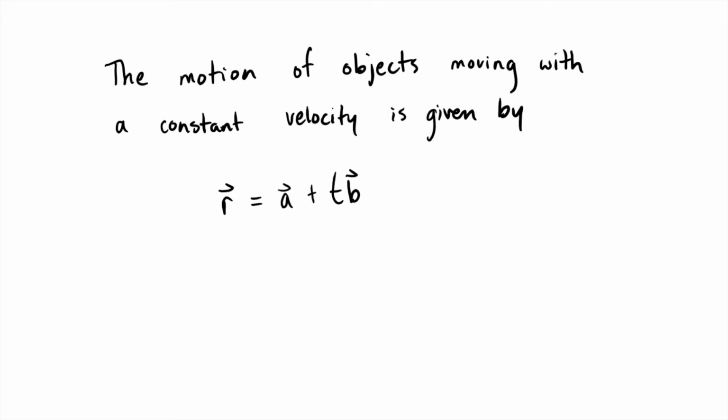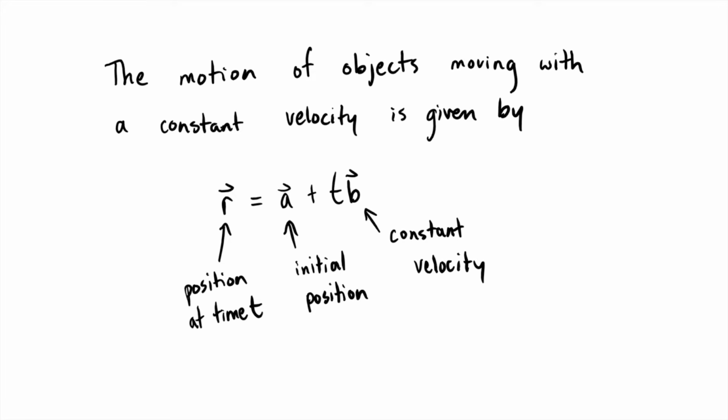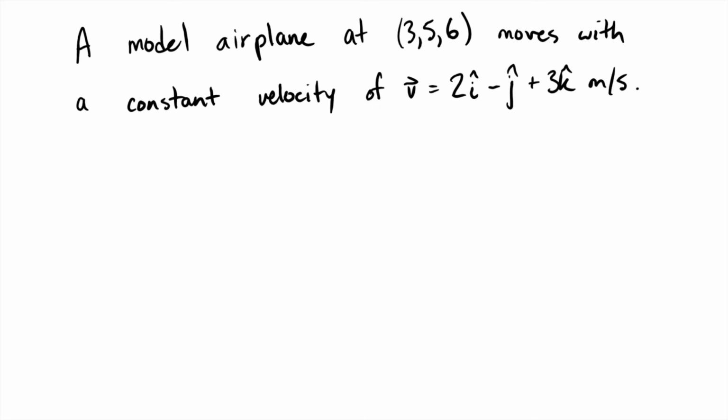Now the parameters have slightly different meanings here, just to connect them very clearly with the physical situation that they're involved in. So first of all, the vector r represents the position vector for the object at the time t. The vector a is the initial position vector that represents where the object was, and the vector b represents the constant velocity of the object in motion. And of course, because t represents time, we know that t has to always be greater than or equal to 0.